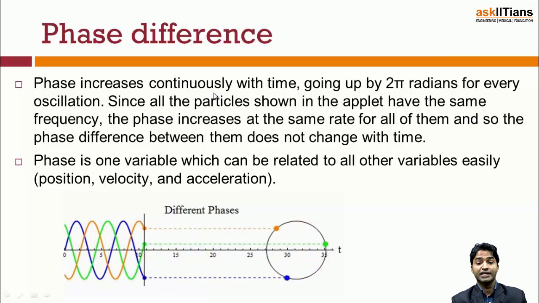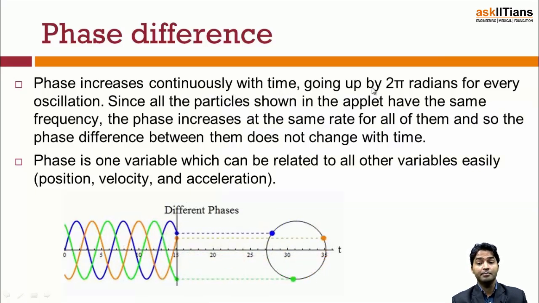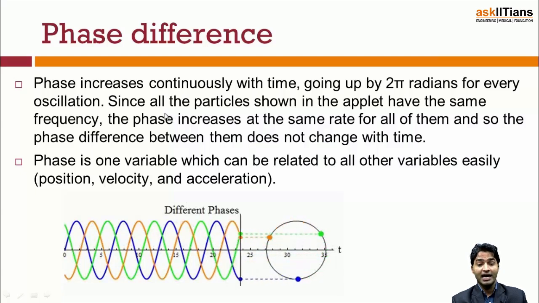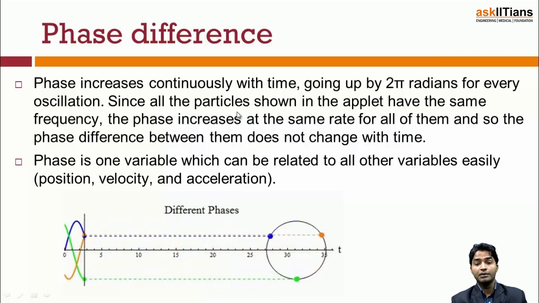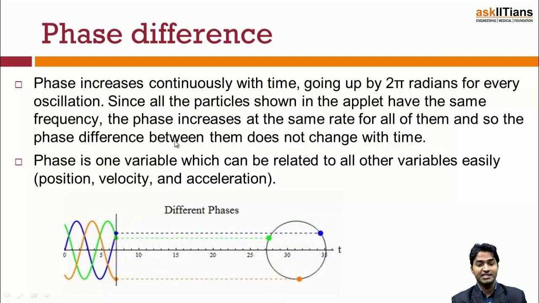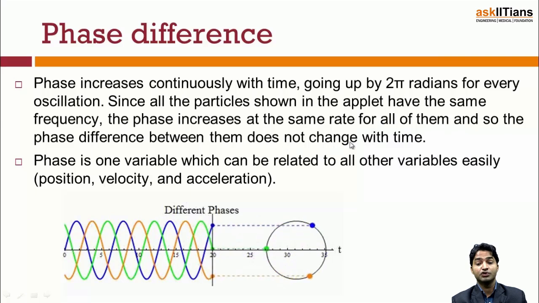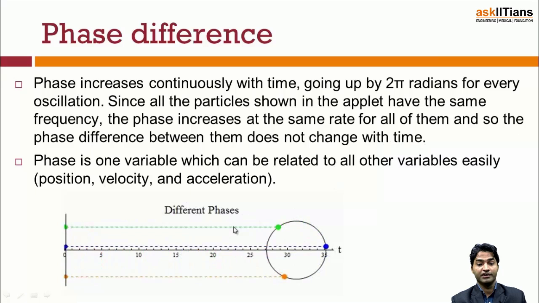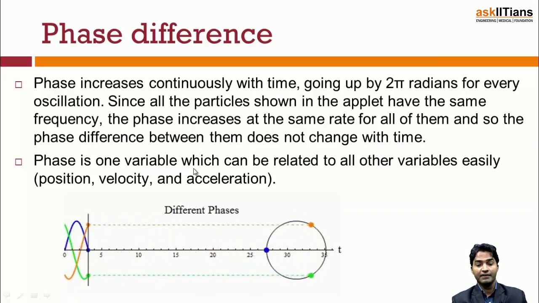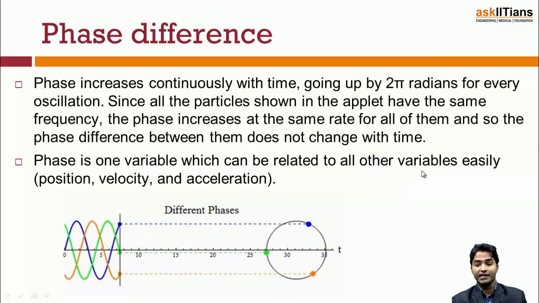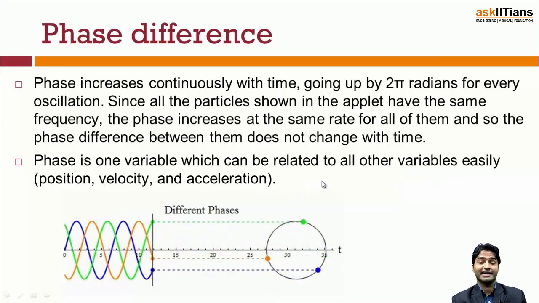Now we can say phase increases continuously with time, going up to 2 pi radians for every oscillation, because we know that for one complete revolution we have a time period T, and the angular frequency would be 2 pi by T. Since all the particles in the applet have the same frequency, the phase increases at the same rate for all of them, and so the phase difference between them does not change with time t. Only the case of lagging and leading can be discussed here. Now phase is one variable which can be related easily to all other variables: position, velocity and acceleration.